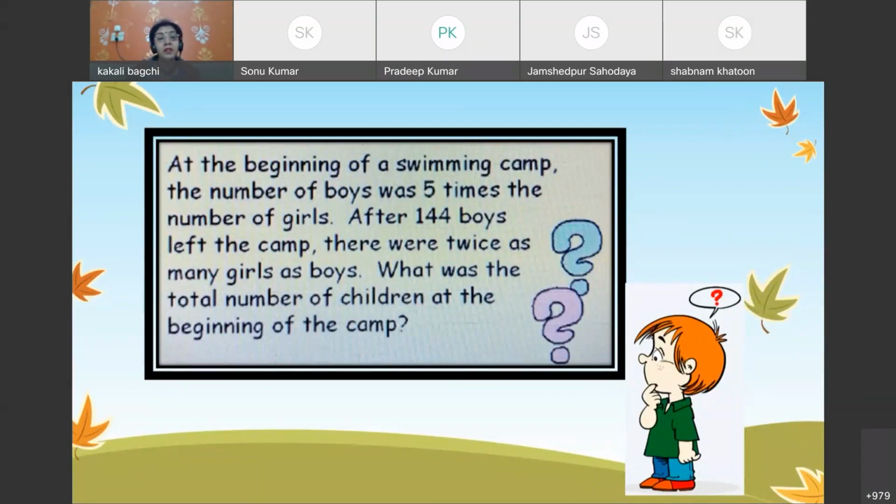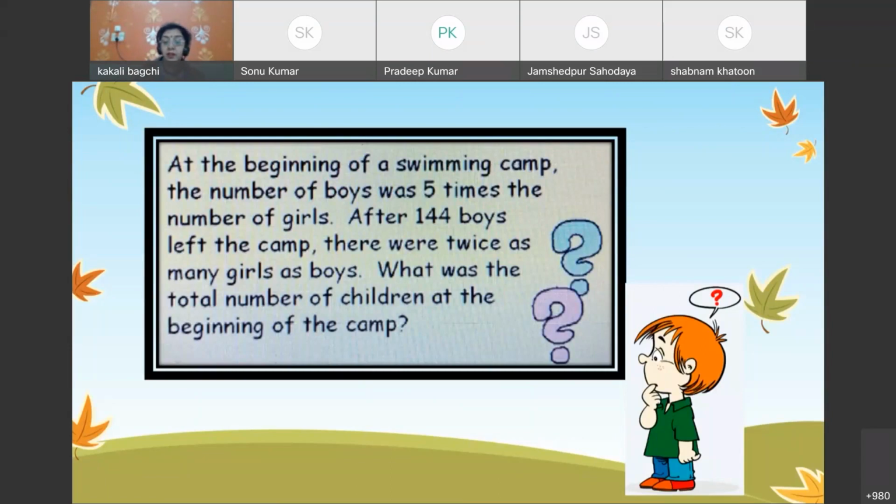Then there are twice as many girls as boys. Initially, how many boys were there? See, by the X method, it's very easy for the children, but it does not enhance logical thinking. 144, initially the number of boys is 5 times the number of girls. 144 boys left, the girls did not leave. The number of girls is becoming 2 times the number of boys.